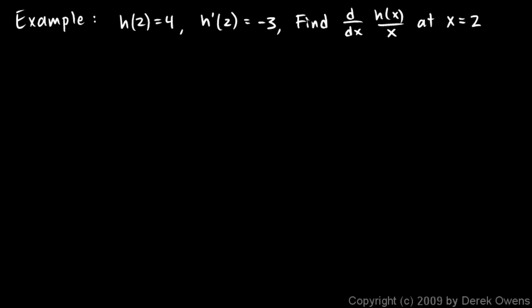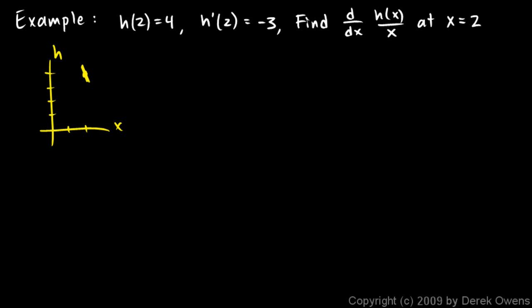Okay, here's an example involving the quotient rule for derivatives. We're given this function h, and we're told that h of 2 is equal to 4. So if you want to get a mental picture, we know that the point (2, 4) is on this function. h is some function of x. And we're told that h prime of 2 is negative 3. So at this point x equals 2, the slope of function h is negative 3.